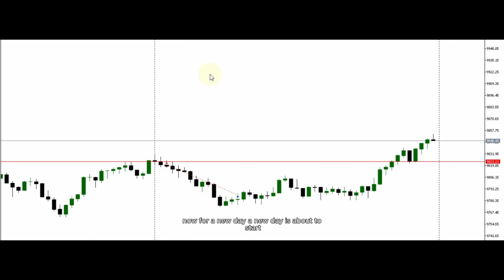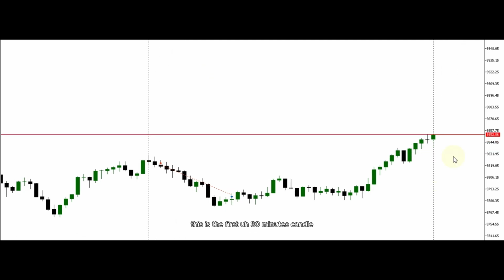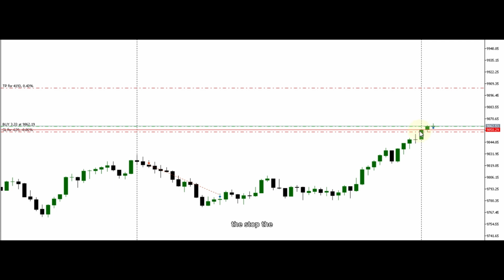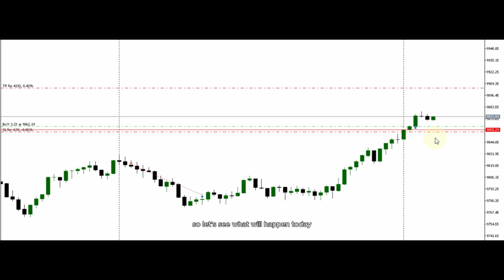Now a new day is about to start. This is the first 30 minutes candle. We wait for it to close. Once it closes, the horizontal line will be placed on the high price. Then the previous day was an uptrend, so we are going for a buy for this day. So let's see what will happen today.